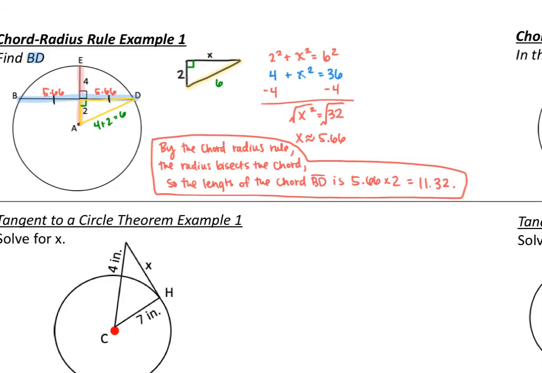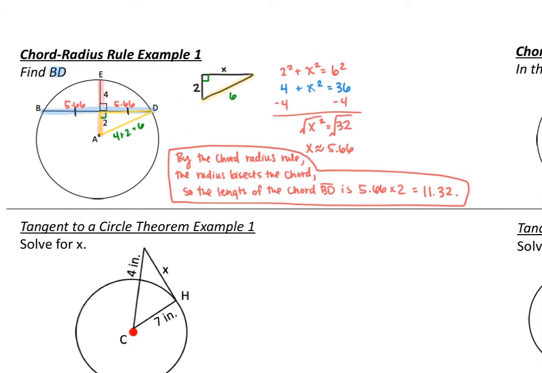So to go back over it one more time, what we were given is that our radius is perpendicular to my chord, which means we could form a right triangle. The hypotenuse of my right triangle is the radius of my circle, and the radius of my circle is 4 plus 2, which is 6, which is why we knew that our hypotenuse was 6.